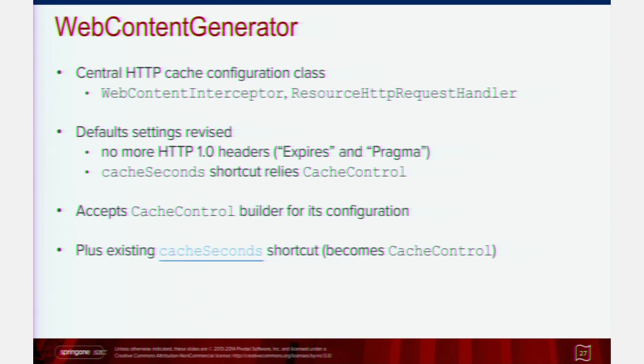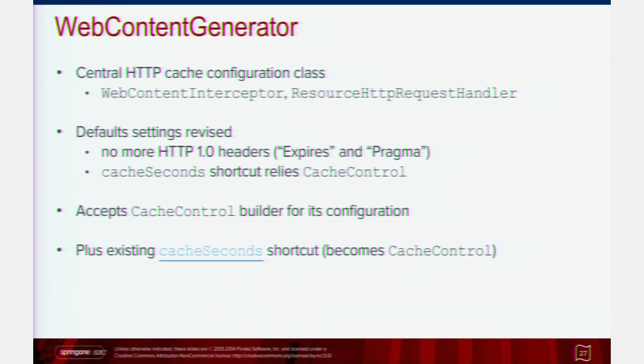So now if you look at the WebContentGenerator, which is the base class for pretty much anything that supported response caching headers, most likely you're using that with the WebContentInterceptor, but you might be using it with the ResourceHttpRequestHandler as well. Now the default settings there have been revised, so there are no more HTTP 1.0 headers like expires and pragma, so that's gone. But you can still use it. You can use the setters to make that happen still, but they're deprecated methods.